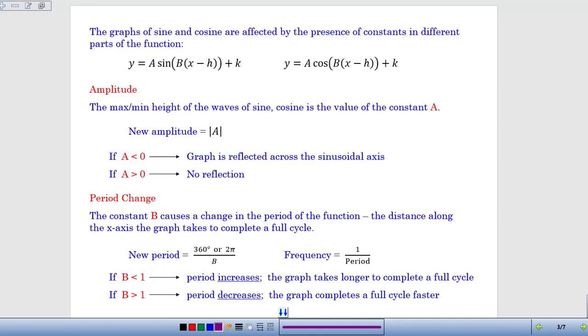Really, this is just a vertical dilation. So what the amplitude is going to do is stretch the graph or shrink it in the vertical direction. And you can see that's represented by the constant a in our equations up above.